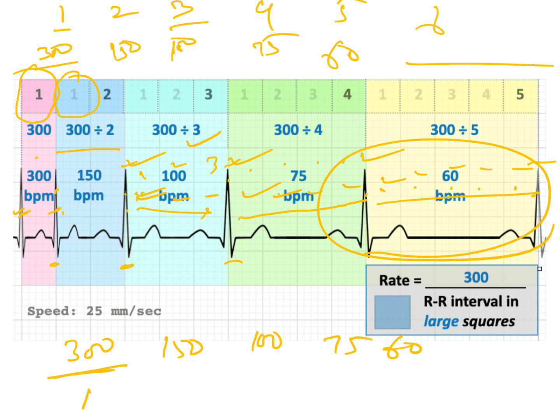मीन्स 300 हम तब बोलेंगे जब एक लार्ज स्केयर होगा, 150 हार्ट रेट तब बोलेंगे जब दो लार्ज स्केयर होंगे आर वेव में, 100 तब बोलेंगे 3 होंगे लार्ज स्केयर बिटवीन आर वेव, 75 जब 4 और 60 5. तो मतलब we can remember है 300, 150, 100, 75 and 60.